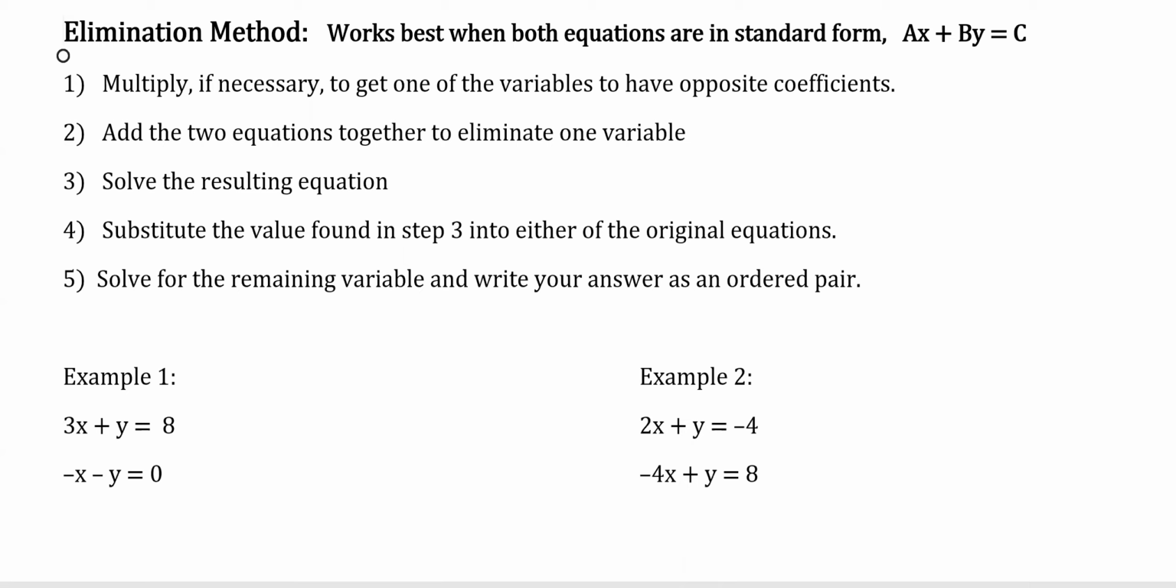Number one, multiply if necessary to get one of the variables to have opposite coefficients. Step two, add the two equations together to eliminate one variable. Step 3, solve the resulting equation. Step 4, substitute the value found in step 3 into either of the original equations. Step 5, solve the remaining variable and write your answer as an ordered pair.